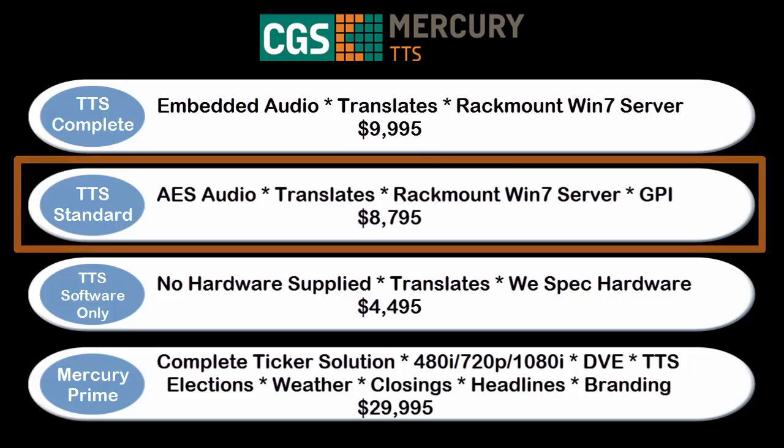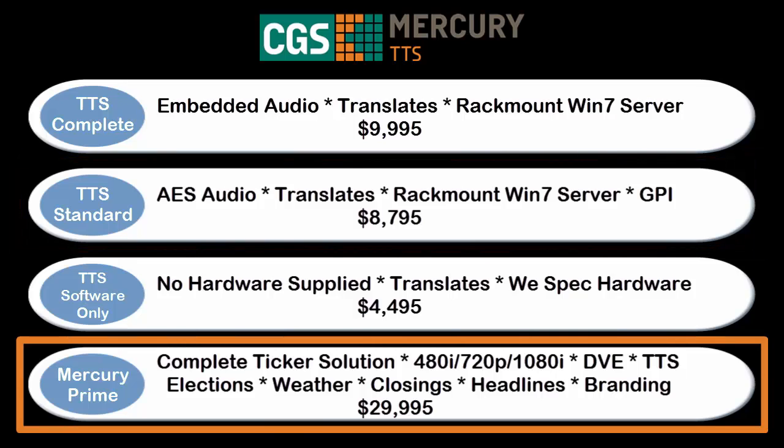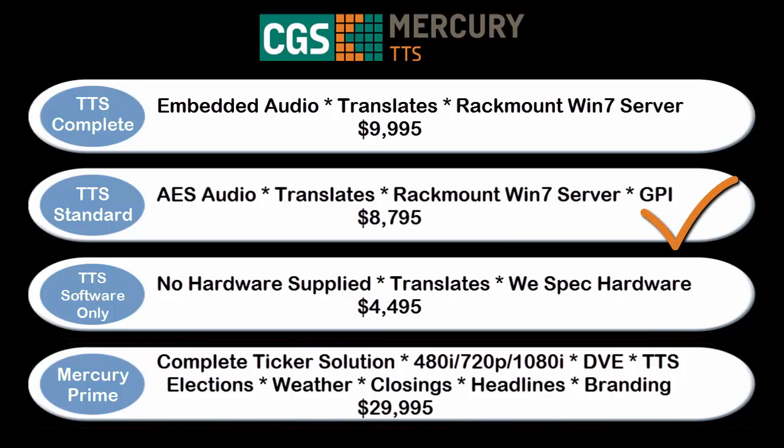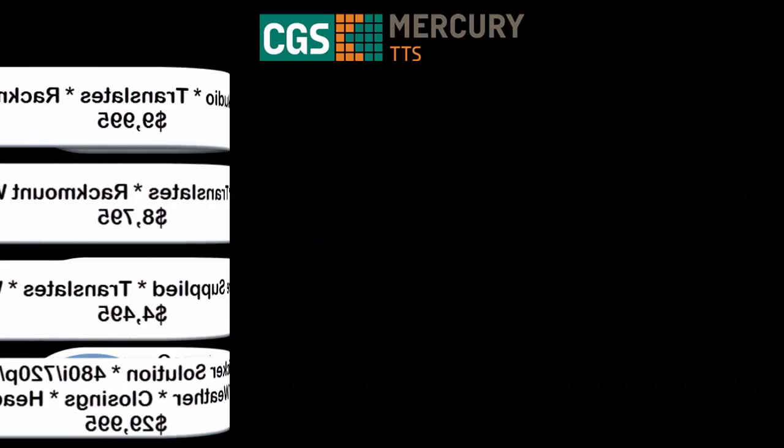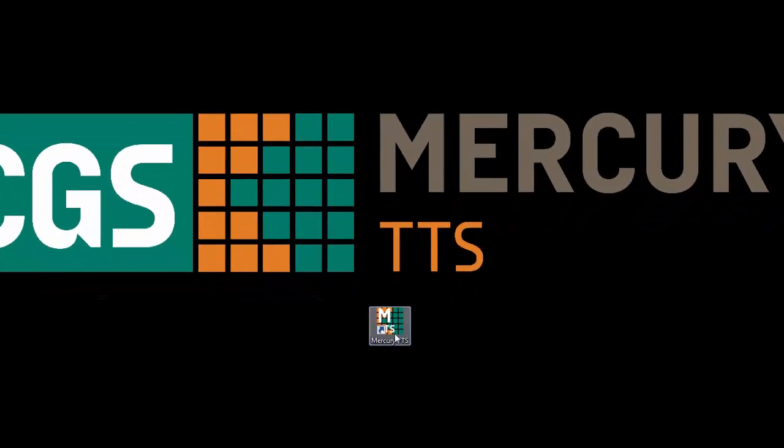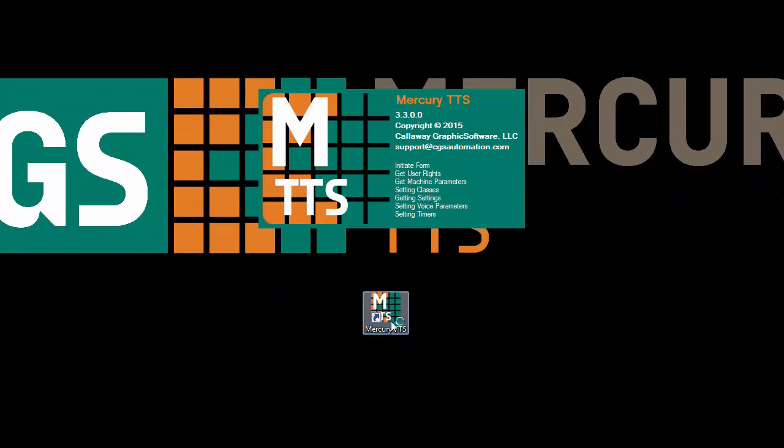If you are looking to upgrade your ticker to get the best election, weather forecast, and school closing system on the market, then you will want to go with the very affordable Mercury Prime. Please note, if you get TTS Standard, you can upgrade that down the road as your budget allows to the Mercury Prime system. Now let's get started and load the Mercury TTS program.